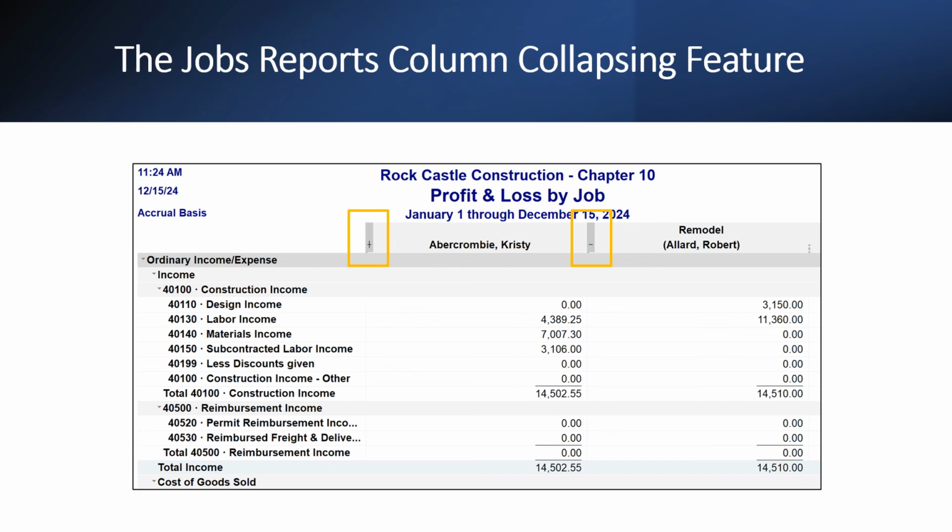The jobs for Christy Abercrombie are collapsed, evidenced by the plus sign displayed to the left of her column. Conversely, the jobs for Robert Allard are not collapsed, so a minus sign displays to the left of the column indicating the data for his remodel job. The plus and minus buttons toggle between showing and hiding the job columns.